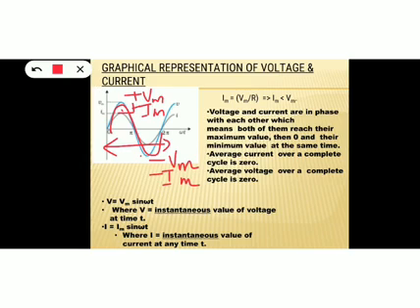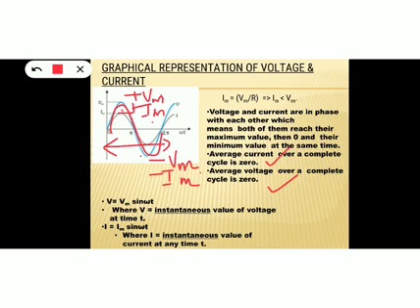So for a complete cycle, what will be the total or the average current? Average current is Im minus Im equal to 0. And average voltage will be Vm minus Vm plus Vm minus Vm, that is 0. So average current over a complete cycle is 0. Similarly, average voltage over a complete cycle is 0. So for a purely resistive AC circuit, average current and average voltage over one complete cycle is 0.